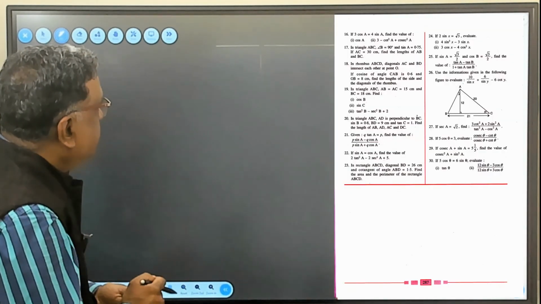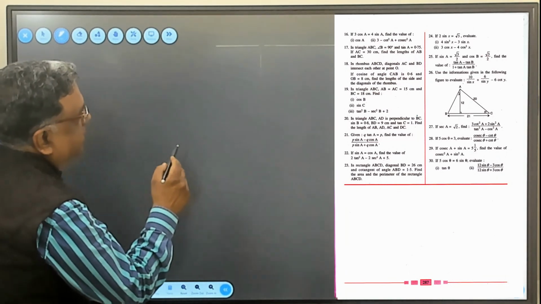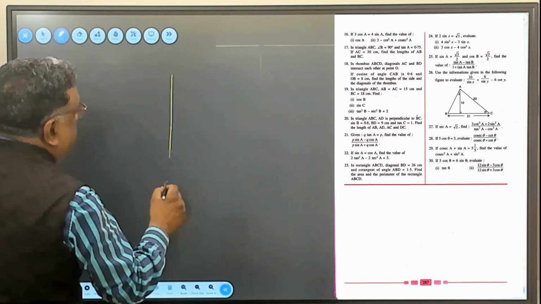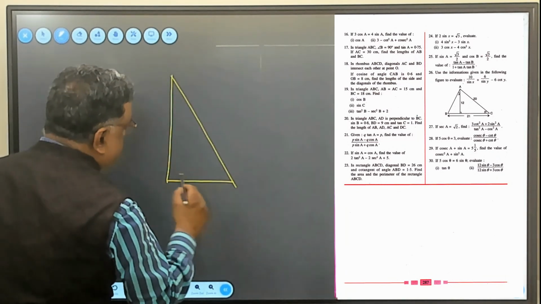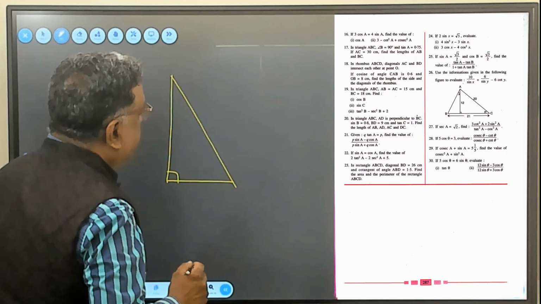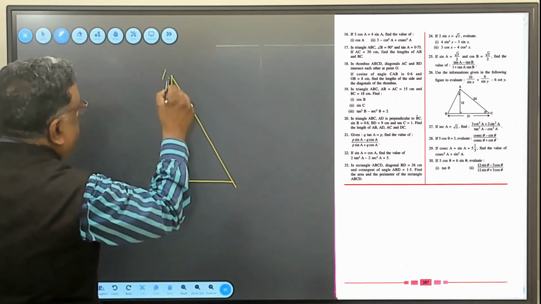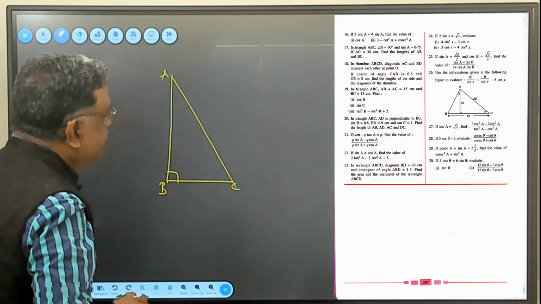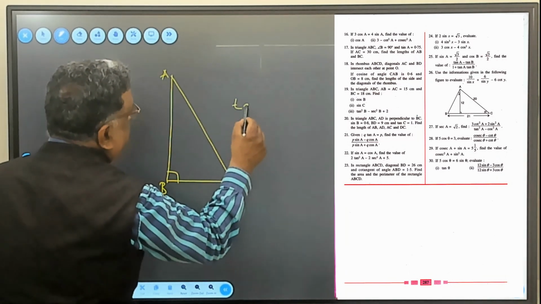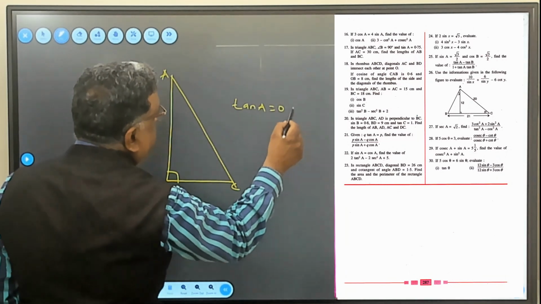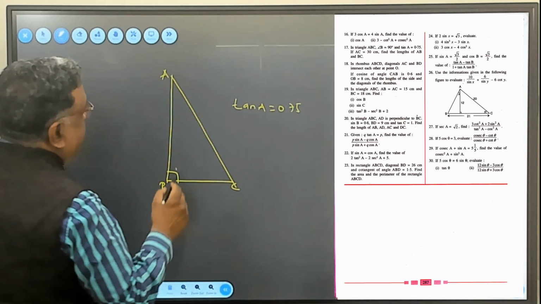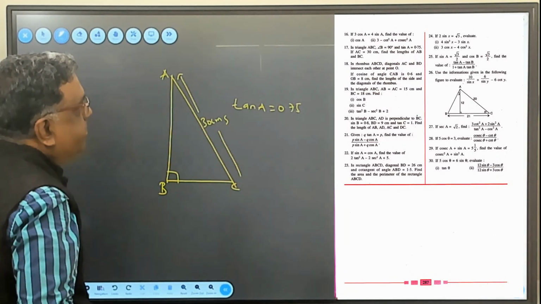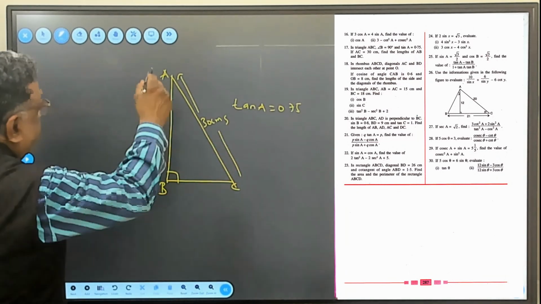Let's try to do 17th one. In triangle ABC, so let's try to draw so that in triangle ABC, this is a 90 degree angle. This angle is B, this is A, this is C. That is 90, B is 90. Tan A is 0.75. So tan A is given as 0.75. And AC is given as 30 centimeters. Find the lengths of AB and BC.